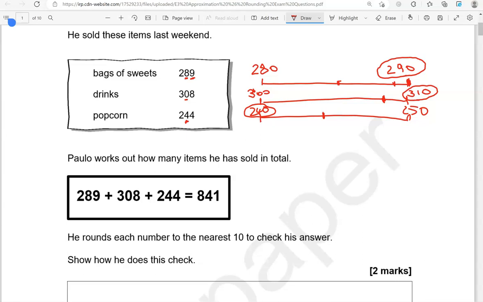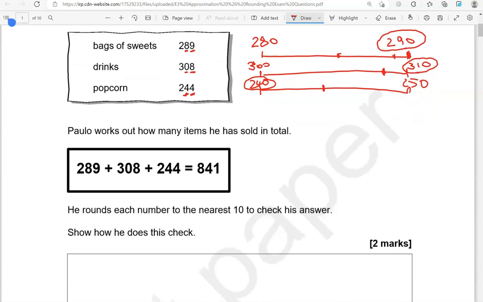Looking at 308, so next to the 0, which represents the tens, we've got 8. So that means we're going to round up because it's above 5. So 310 is what we round that to. 244, that's a 4. So if it's a 0, 1, 2, 3 or 4, we round down. So we go to the number that is smaller. In this case, 240. So what we need to do is add 290, 310 and 240.